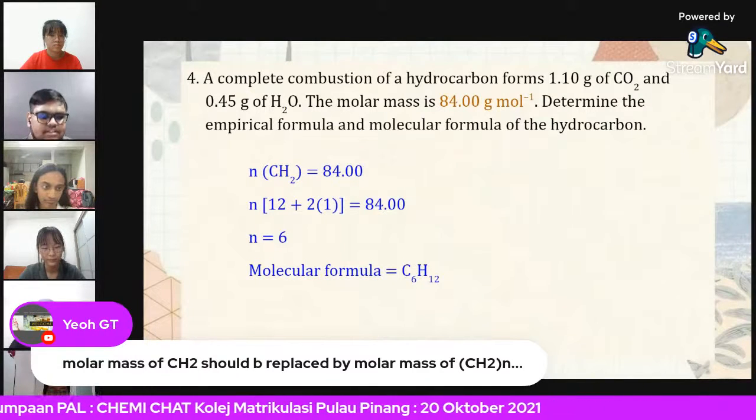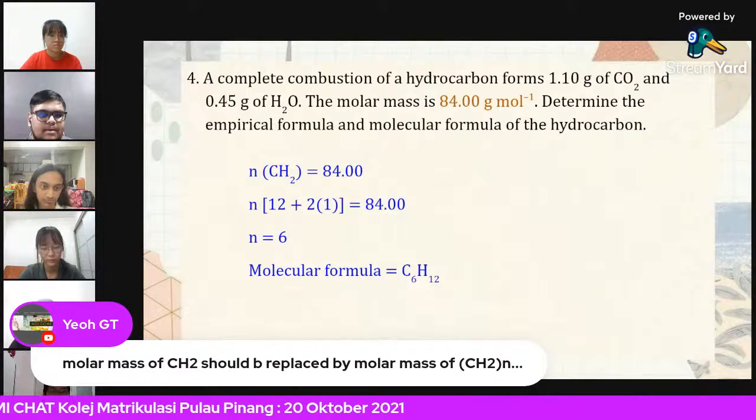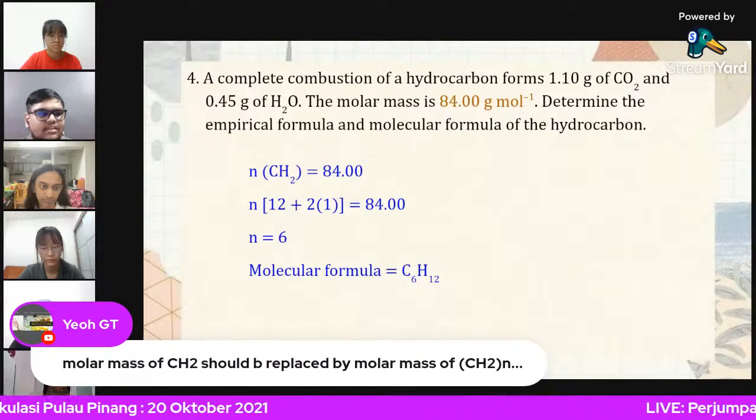Molar mass of CH2 should be replaced by molar mass of CH2N.